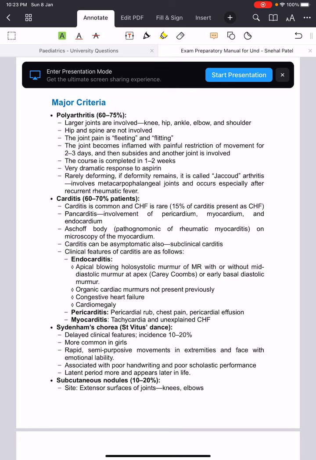So first your ankle will be involved, then your elbow will be involved, like that after 2 to 3 days. The course is completed within 1 to 2 weeks. Very dramatic response to aspirin. Rarely deforming. If deformity remains, it is called Jaccoud arthritis. It involves metacarpophalangeal joints and is essential after rheumatic fever. So there is usually no deformity, but if a deformity is found, then it is Jaccoud arthritis.